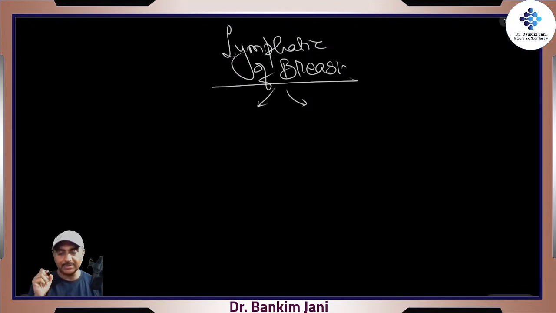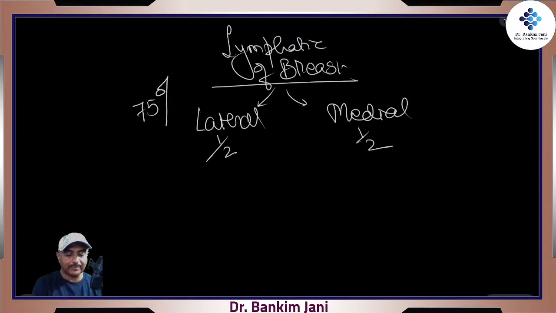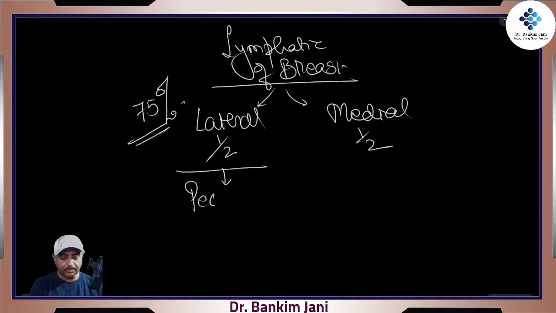Okay, coming back to this breast. The entire breast is divided into the lateral half and the medial half. The lateral half is almost 75% of the lymphatics. It drains into the pectoral nodes, and from the pectoral nodes it goes to the axillary lymph nodes.